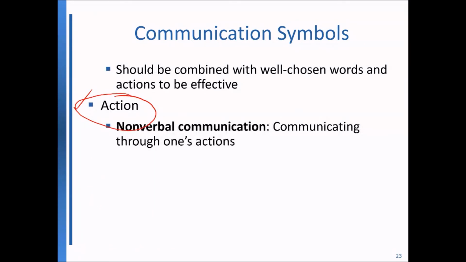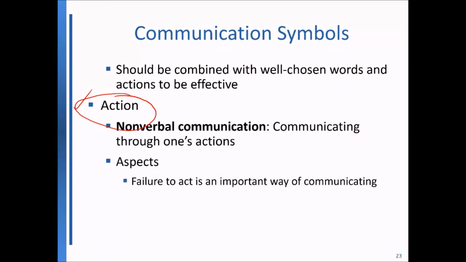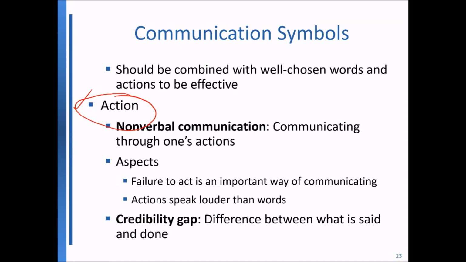And how about actions? So we discussed nonverbal communication. Okay, now in using action, it says here aspects. Failure to act is an important way of communicating. So when we use action, it says here that if we want to communicate something but we fail to illustrate or show it in action, sometimes communication fails. So it says here failure to act.